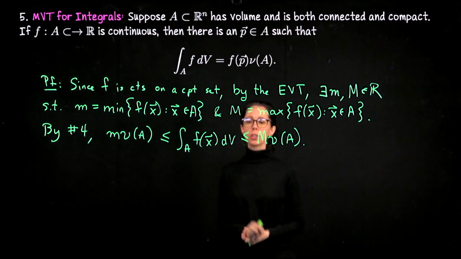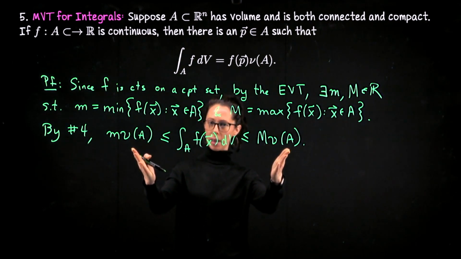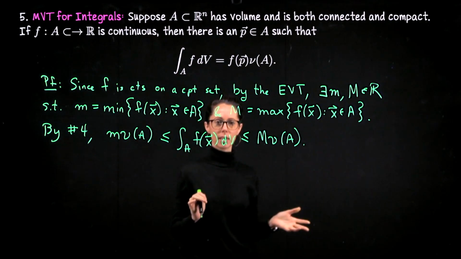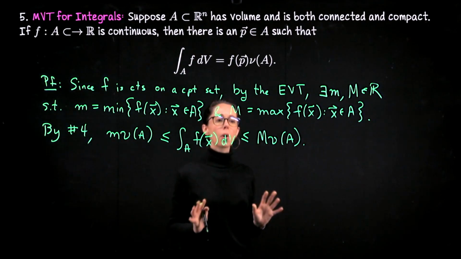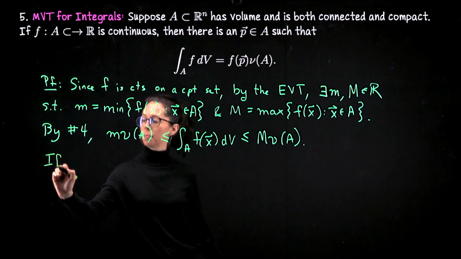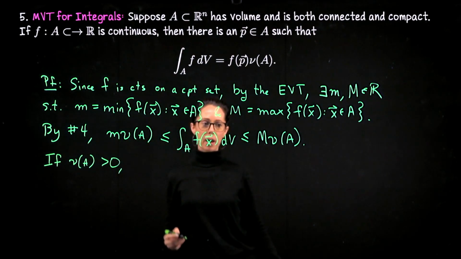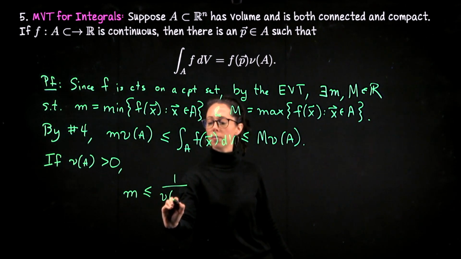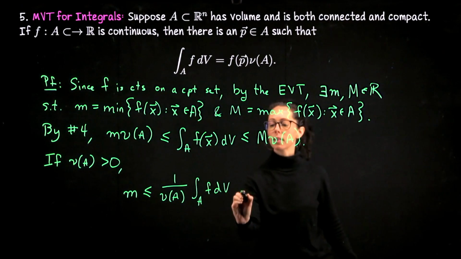All right, what I would like to do now essentially is divide this triple inequality by the volume of A, but I need to be careful that I'm not dividing by 0. So let's do 2 cases where the first case is the interesting case and the second case is the trivial one that maybe we should have peeled off at the very start. But let's assume for a moment that the volume of A is positive. Perhaps we're integrating over a nice rectangle or something like that. If the volume of A is greater than 0, we can divide by that volume and we get little m is less than or equal to 1 over the volume of A times the integral of f over A, I'll just write f dV, and that is less than or equal to capital M.